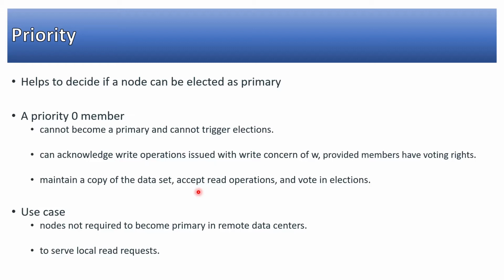So in that case, we can keep that node's priority as 0, or maybe that node is set up to serve the local requests of that region, that is, just for serving the reads from that particular region, which is quite minimal as compared to the main nodes.